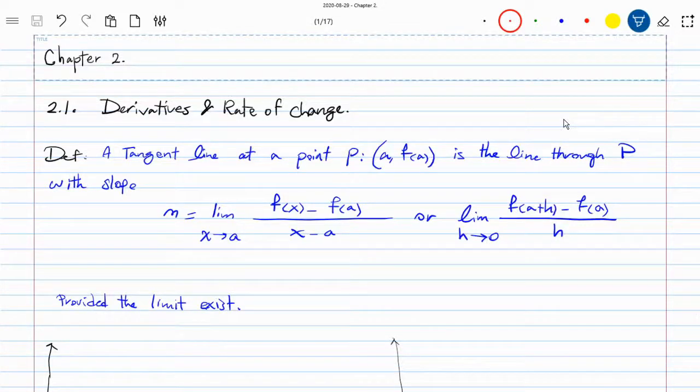Today we're going to start chapter 2. First section is derivatives and rate of change. We're going to define certain terminology. Let's start with the definition of a tangent line.